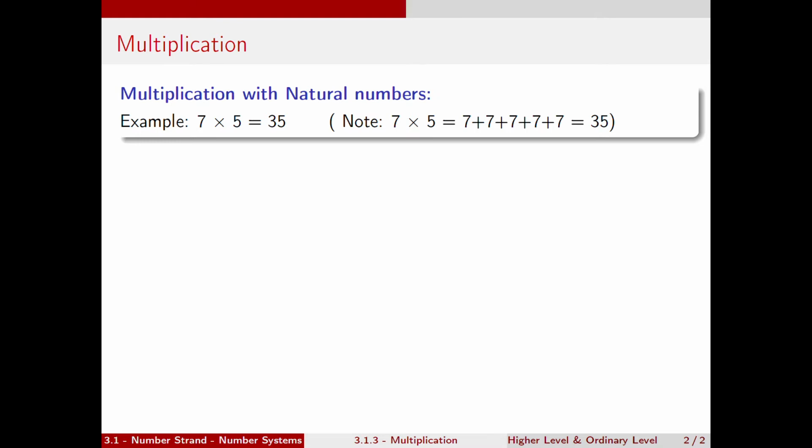7 times 5 is the same thing as 7 plus 7 plus 7 plus 7 plus 7, which is 7 added to itself 5 times, which does indeed give us 35. This is also the same as 5 plus 5 plus 5 and so on 7 times. So the way we can think about multiplication is just as repeated addition.